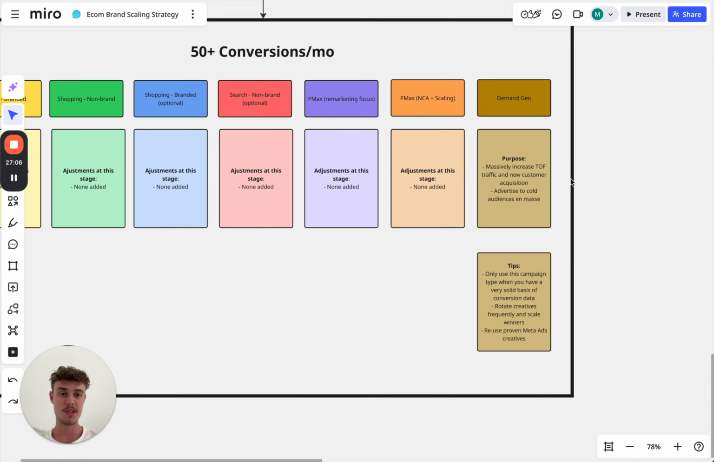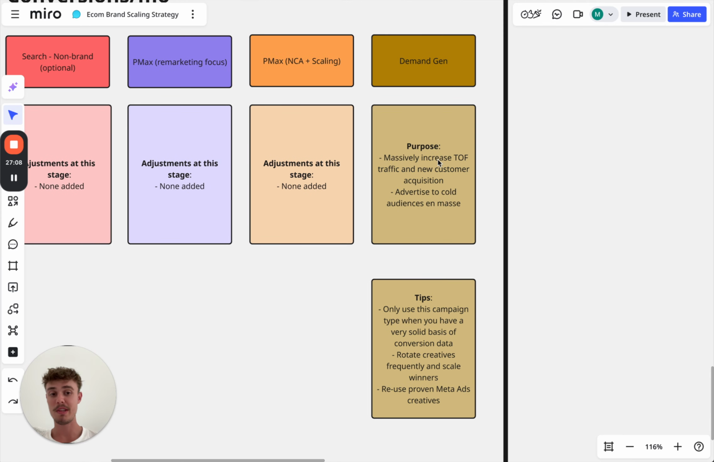Demand gen is your tool to massively increase your top of funnel traffic and new customer acquisition. It allows you to advertise to cold audiences en masse. So essentially just view it as another version of Meta, but you actually have a slightly bigger network. It's like you're advertising on Meta, but it's over on YouTube, right? On YouTube, you have YouTube Shorts, obviously, a vertical format similar to Meta. You have YouTube long form videos, horizontal format. So you have a lot of different options for how you can create demand gen ads. It totally depends on what kind of content your brand has and what content you're capable of producing. But if you only have vertical content, I definitely recommend testing with horizontal because it can do really well.